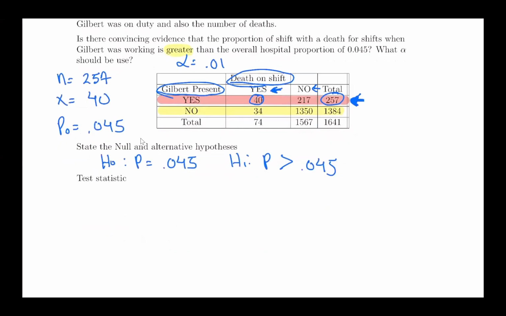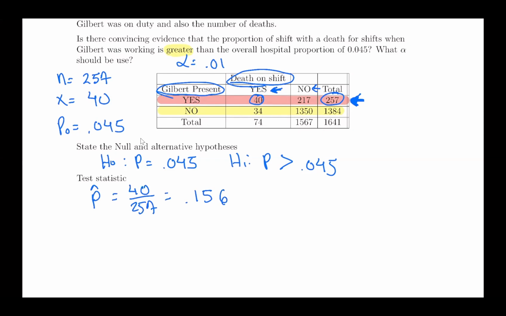All right, so I think we're going to go ahead and do the test statistic. Actually, before we do the test statistic, I want to calculate what p hat is equal to. Good. So p hat is equal to x divided by n, which is 40 divided by 257. What's 40 divided by 257? 0.157? No, 0.156. Good.